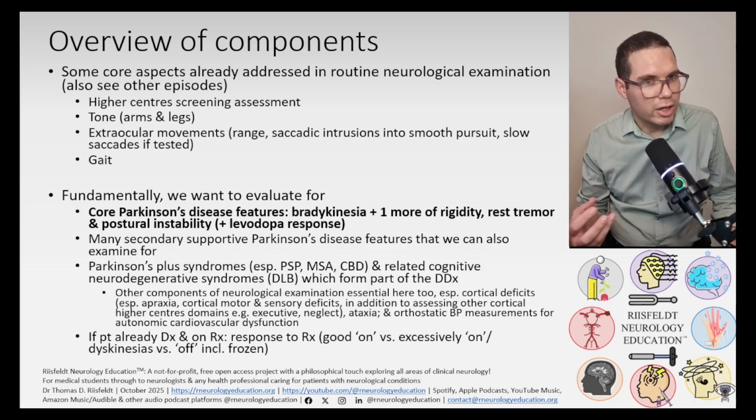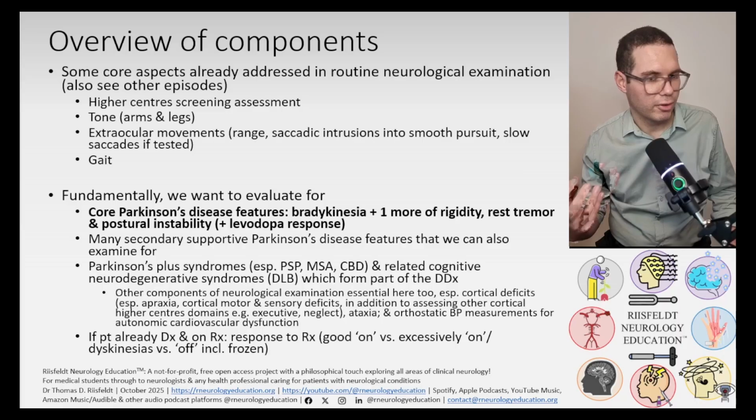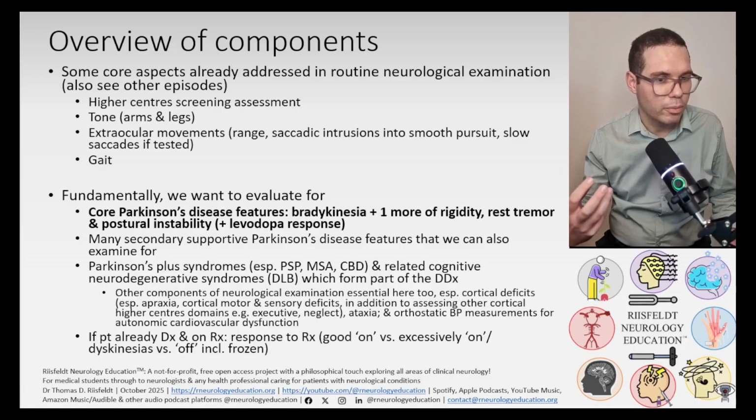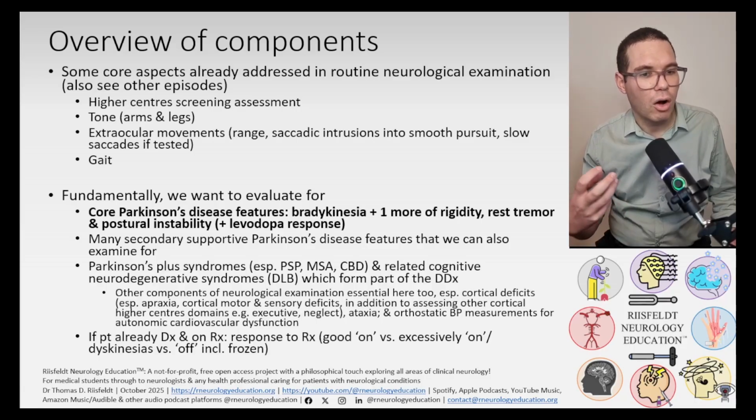What else are we trying to achieve in an extrapyramidal examination? Well, things are a bit different if the patient has already received a diagnosis of Parkinson's disease, for example, and if they're already on treatment. Because in that instance, we want to elicit whether the patient has had a good treatment response, and we want to make an assessment as to whether the patient is currently in a good on period, whether they are in an excessively on period, or dyskinetic, or conversely, if they're off.